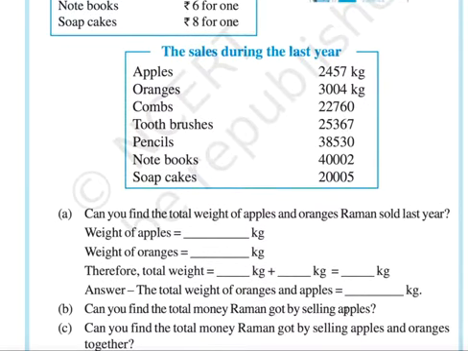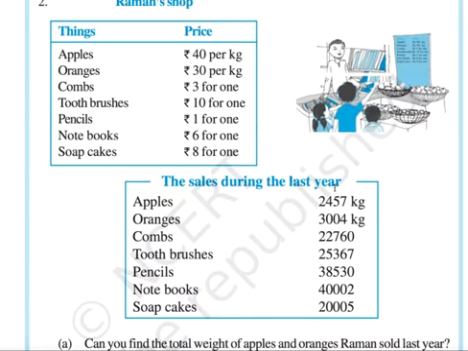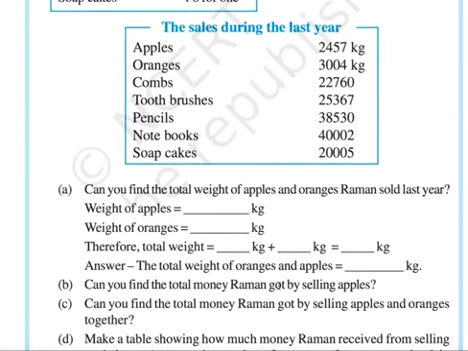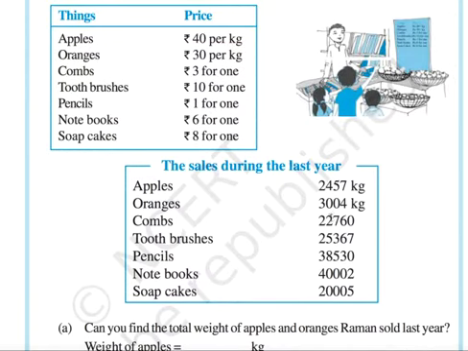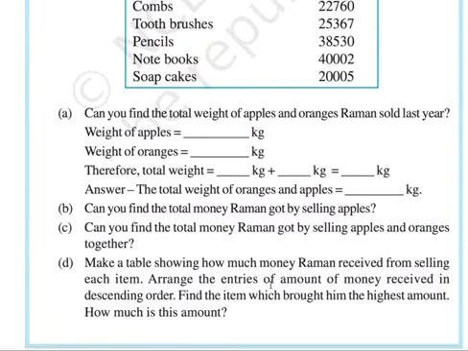Can you find the total money Raman got by selling apples? This into 40. Then by selling apples and oranges together, oranges this into 30. Add these two up. That's it.